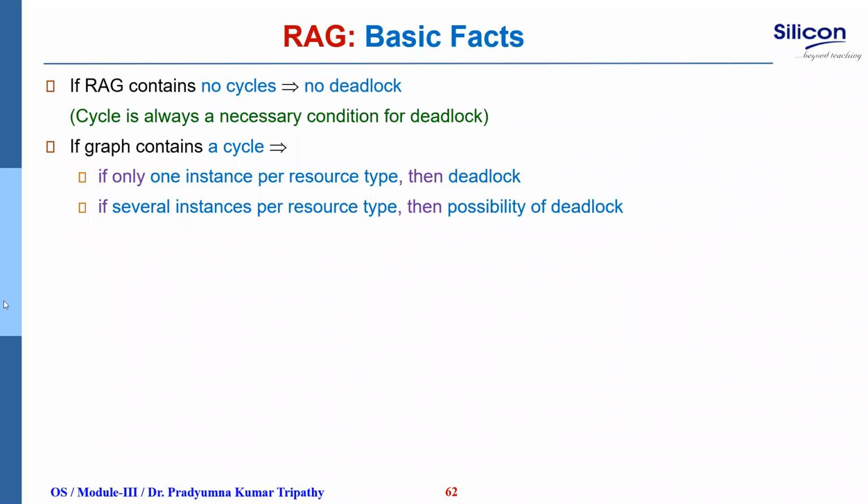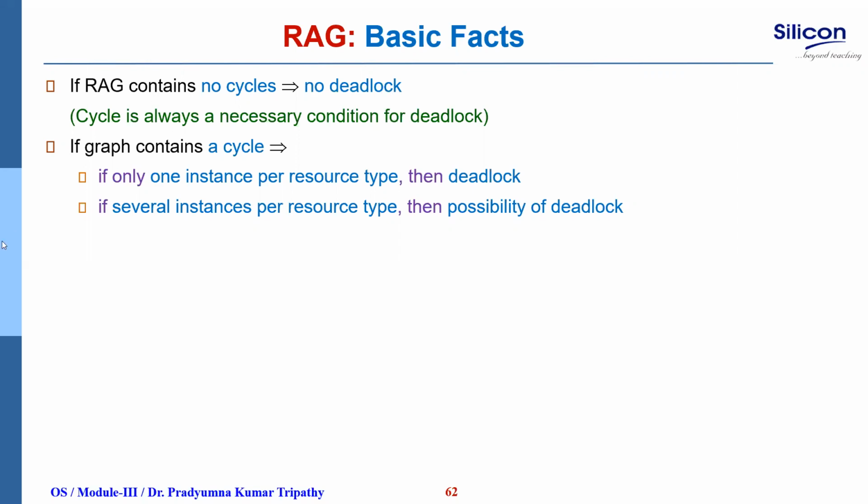Okay. So see, if the resource allocation graph contains no cycles, then there is no deadlock. No cycle, no deadlock. So a cycle is always a necessary condition for deadlock. Therefore, if there is no cycle, then definitely there is no deadlock. We have already read the conditions. What are the necessary conditions for deadlock? Mutual exclusion, hold and wait, no preemption, and circular wait. So as circular wait is not there, there is no deadlock. So no cycle, no deadlock.